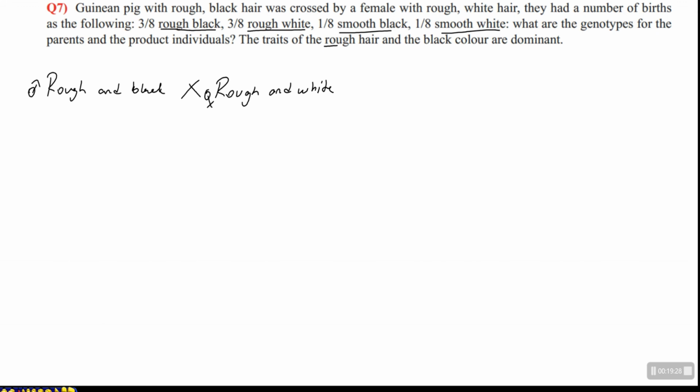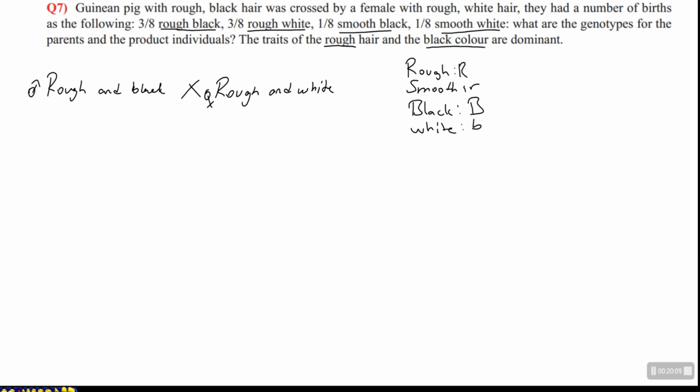The traits of rough hair and black color are dominant, means rough is dominant over smooth, small r. Black is dominant over white, small b. So rough and black dominant, rough and white dominant and recessive. But because the F1 generation has different ratios, means the parents are hybrid.